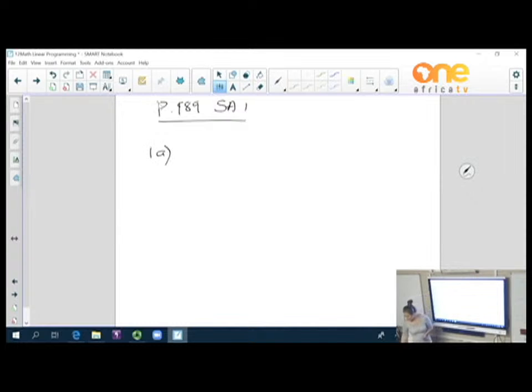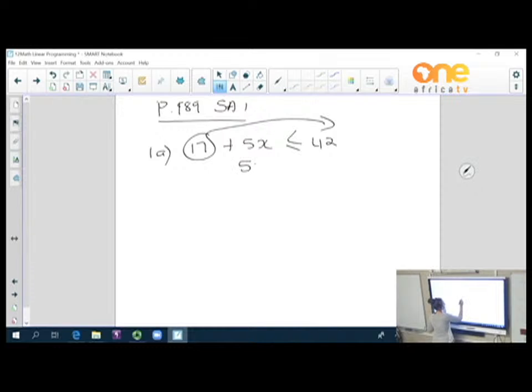So for number 1. They ask you to solve the following inequalities, and we work with 17 plus 5x is less than or equal to 42. Solve, like terms to one side, so we are left with 5x is less than or equal to 42 minus 17. The positive 17 becomes a negative 17, and 5x will be less than or equal to 25. Divide by 5 on both sides. X is less than or equal to 5.